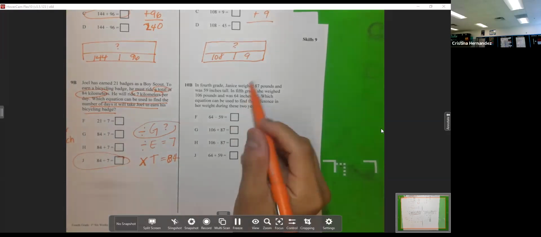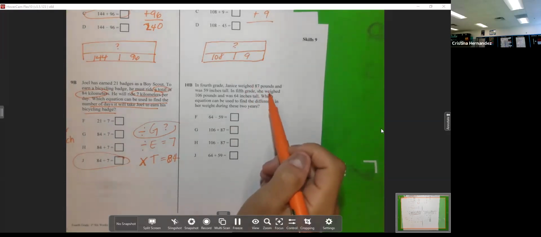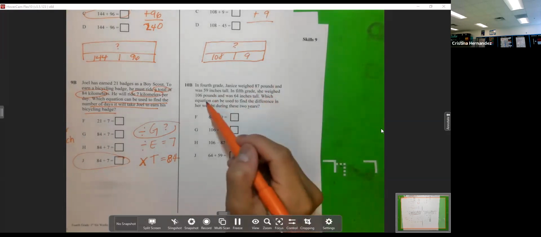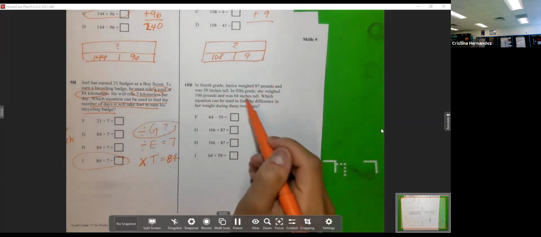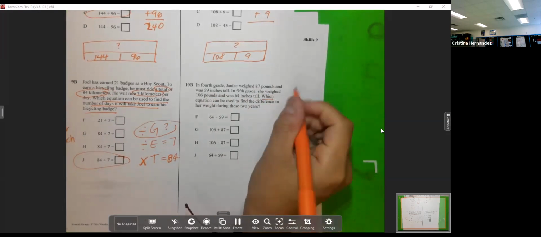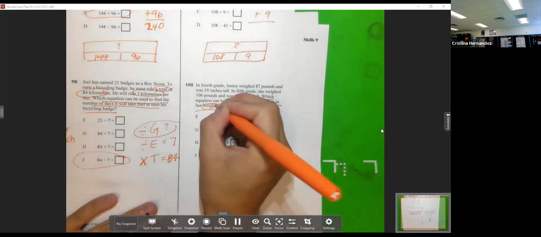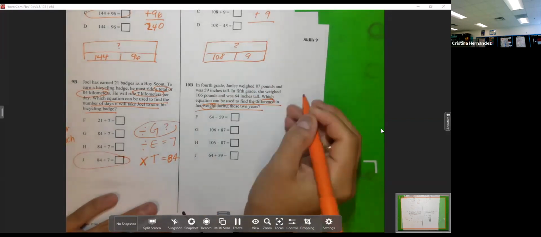I'm going to read it, and I want y'all to answer this by yourself. In 4th grade, Janice weighed 87 pounds and was 59 inches tall. In 5th grade, she weighed 106 pounds and was 64 inches tall. Which equation can be used to find the difference in weight in those 2 years?